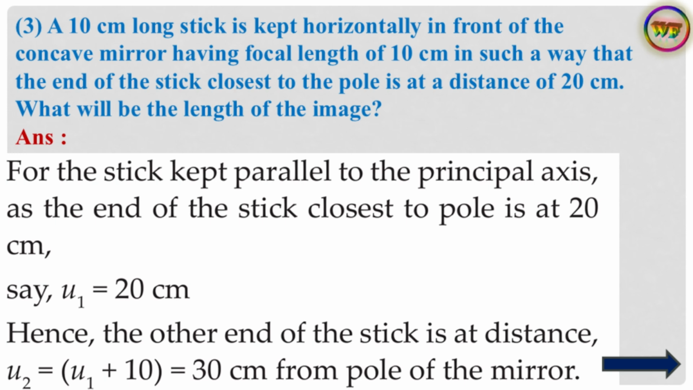Sub-question 3. A 10 cm long stick is kept horizontally in front of the concave mirror having focal length of 10 cm in such a way that the end of the stick closest to the pole is at a distance of 20 cm. What will be the length of the image? Answer is given directly and continuation of the answer is on the next slide.